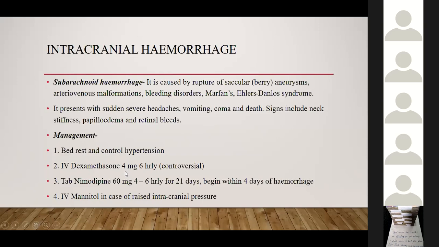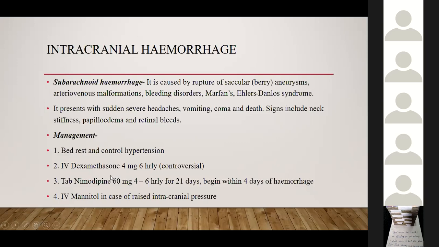I mean, we give Dexa 4 milligrams 6 hourly, even though it's controversial in some cases, but we still give it. The antihypertensive of choice in subarachnoid hemorrhage is nimodipine. This question would usually pop up in your exams. Once you're talking about subarachnoid hemorrhage, we'll ask you, what is the antihypertensive of choice?